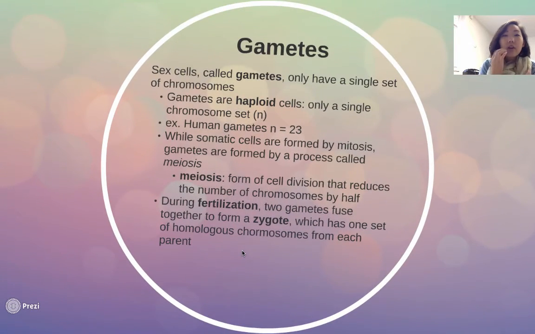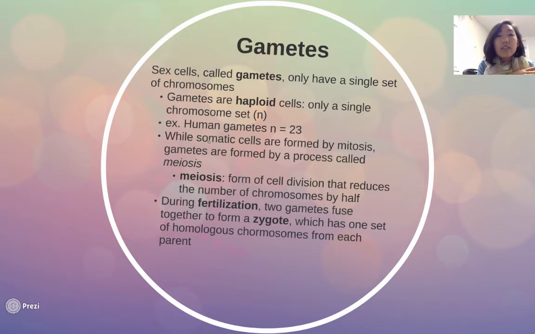However, there's something called gametes. As opposed to our somatic cells, which are regular body cells like skin cells and hair cells and all of the rest of those kinds of cells, gametes are sex cells. In our sex cells, which are either your egg or your sperm cells, you only have one set of chromosomes. Because of that, they're called haploid cells, which means they only have one set. So N equals 23. They only have 23 chromosomes in these gamete cells.